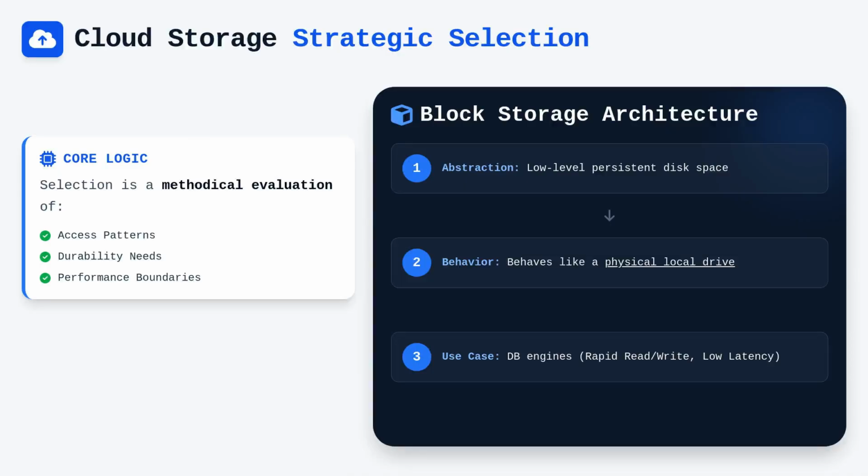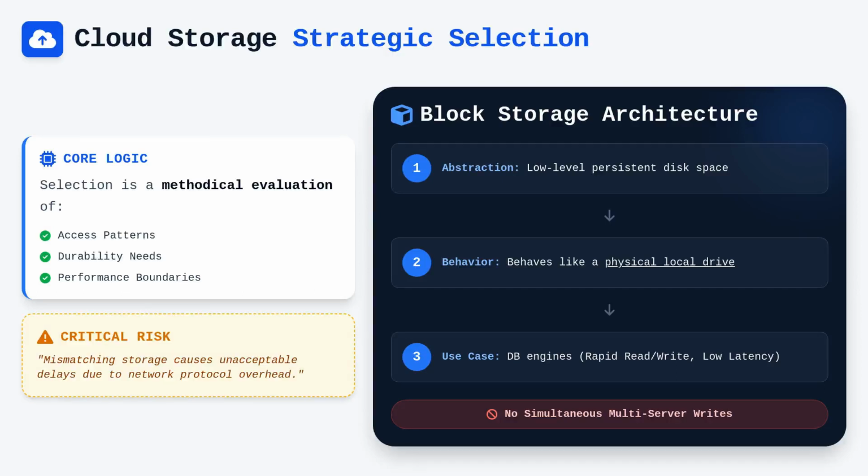Because block storage behaves like a physical hard drive attached to a local machine, it manages the file system locally, which makes it unsuitable for multiple server instances trying to write to the same space simultaneously. If you try to force a different type of storage into a high-throughput transaction role, you will quickly find that the overhead of network protocols or software-defined layers introduces unacceptable delays. Architectural integrity relies on matching the right hardware abstraction to the specific demands of the underlying application software.